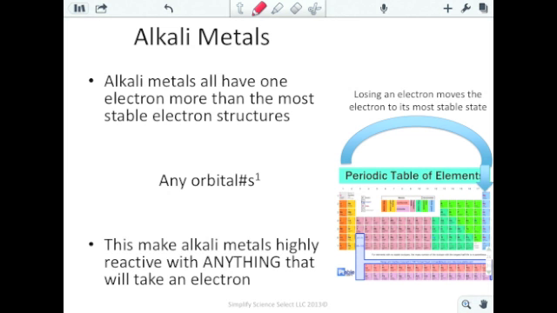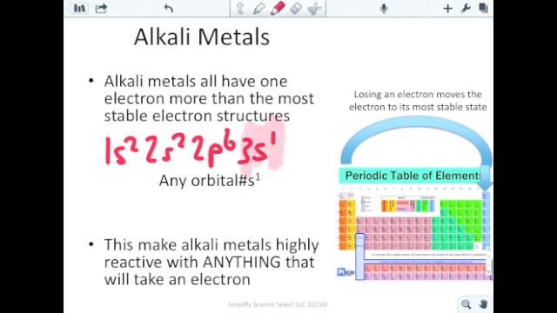So if you're looking at it, we'll say that dealing with anything like our sodium, it's 1s2, 2s2, 2p6, and then it's 3s1. All of the alkali metals will end with that s1. So 3s1, 4s1, 5s1, 6s1, 7s1, they all end with s1. So if you look at it, what's easier for an alkali metal? Is it easier to somehow gain 7 more electrons, or is it easier just to lose one?